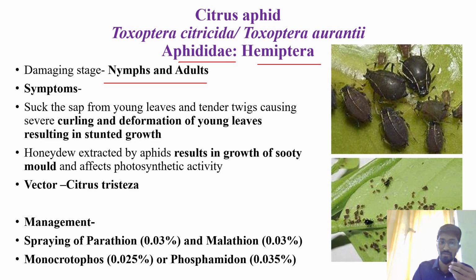Honeydew excreted by these aphids results in the growth of sooty mold and affects the photosynthetic activity of the plant. And these aphids act as a vector in transmitting the citrus tristeza virus. And coming to the management, spraying of parathion and malathion, or also you can go for monocrotophos or phosphamidon for the management of this citrus aphid.